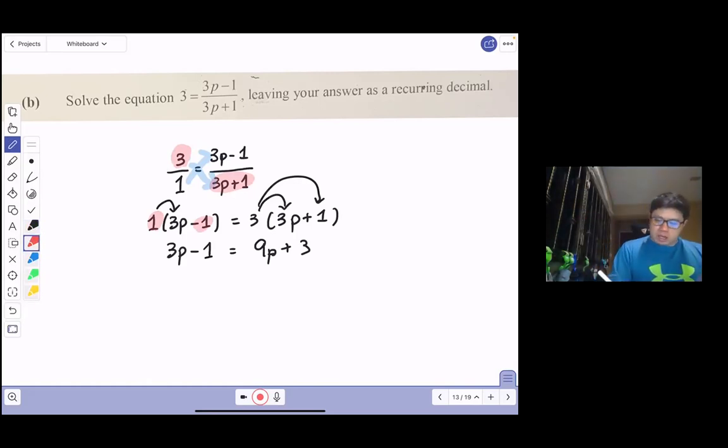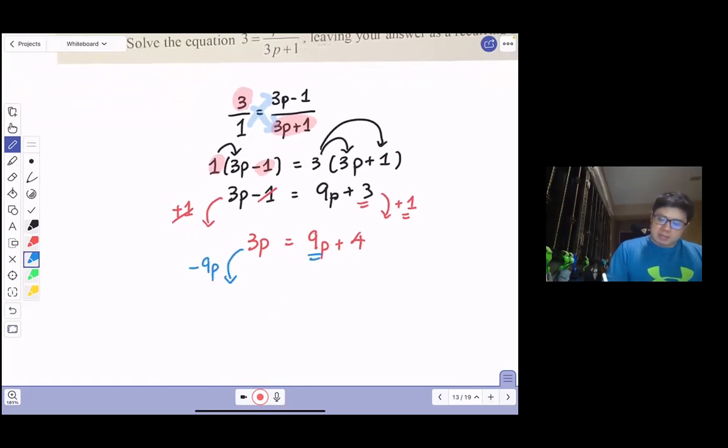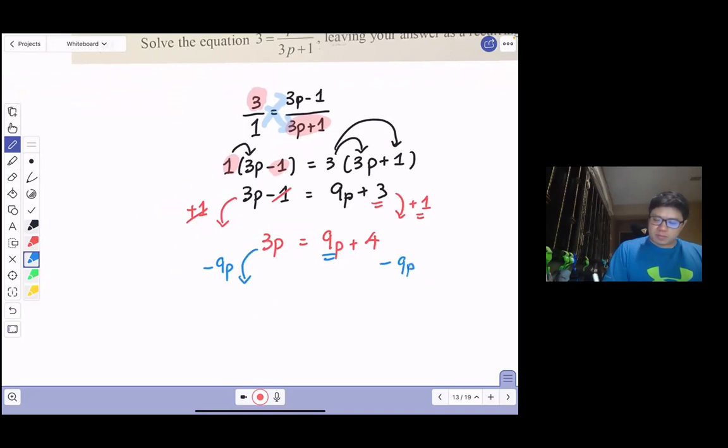Probably what I do is add 1 on both sides first. It doesn't matter whether you merge the constants or merge the variables first. So I have 3p on the left. 3 plus 1 gives me a 4, and 9p plus 4. After that, maybe I minus 9p on both sides to cancel off this 9p. Positive 9p minus 9p cancel off. I have 4 on the right. 3p minus 9p gives me negative 6p.